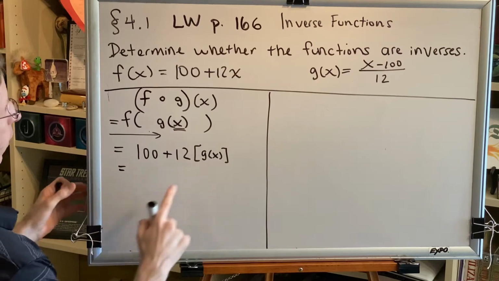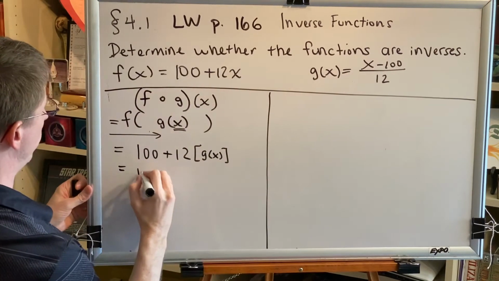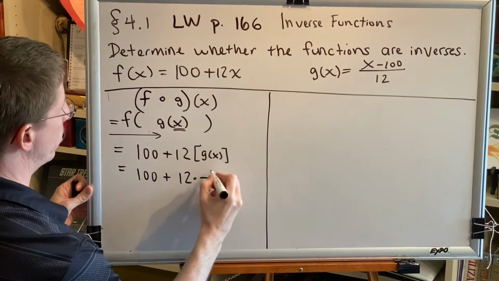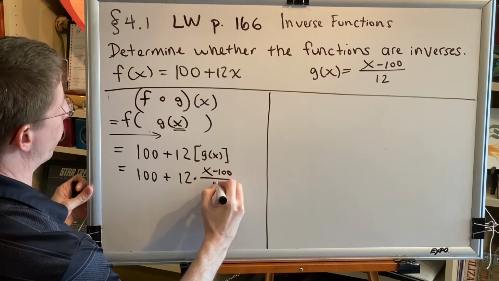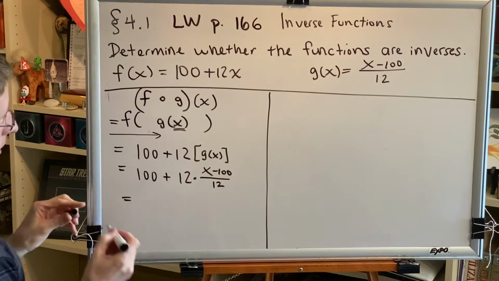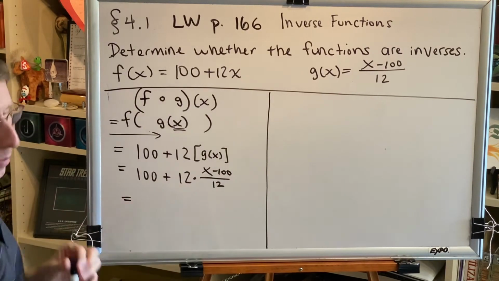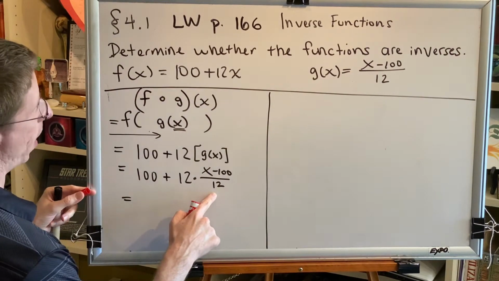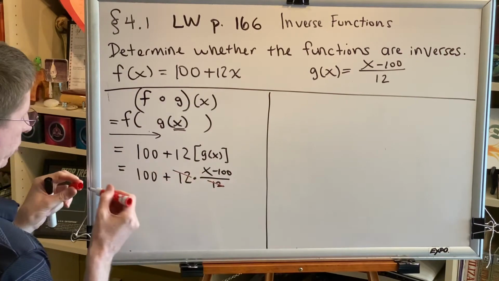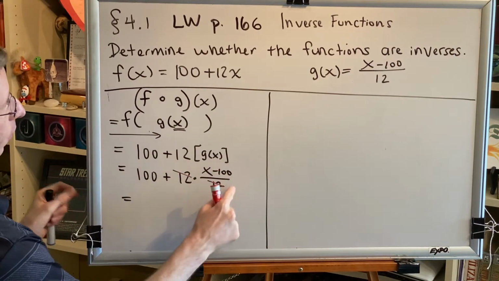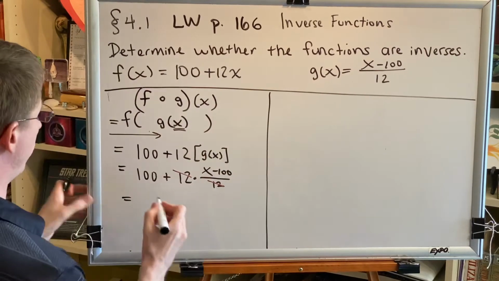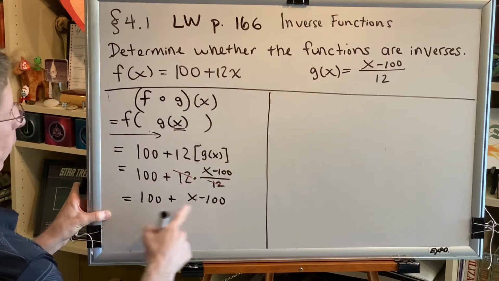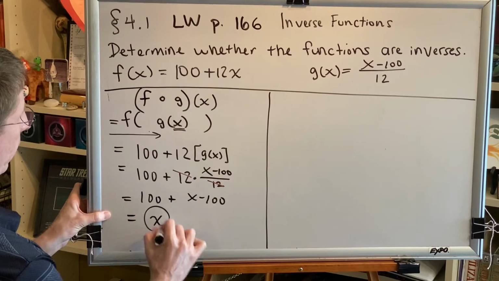All right, now we know for this problem, g of x is equal to this fraction, so that we have 100 plus 12 times x minus 100 all divided by 12. Now we're going to simplify. 12 is the same as 12 over 1, which means this 12 is in the numerator and this 12 is in the denominator. So those are both going to cancel to 1. Anything times 1 is itself, anything divided by 1 is itself. So this just becomes 100 plus x minus 100. The 100s cancel, and we're just left with x.